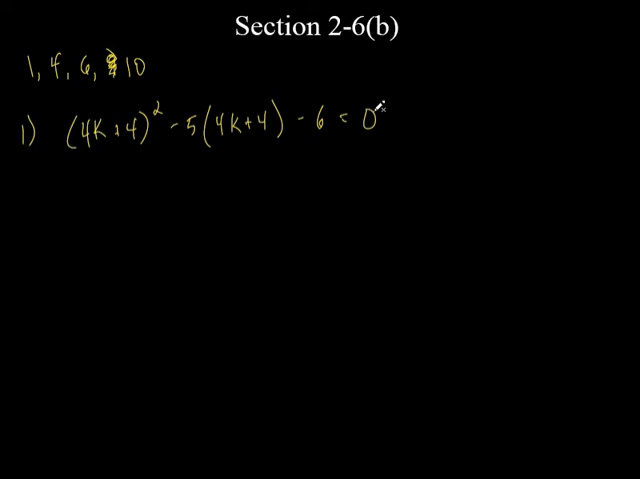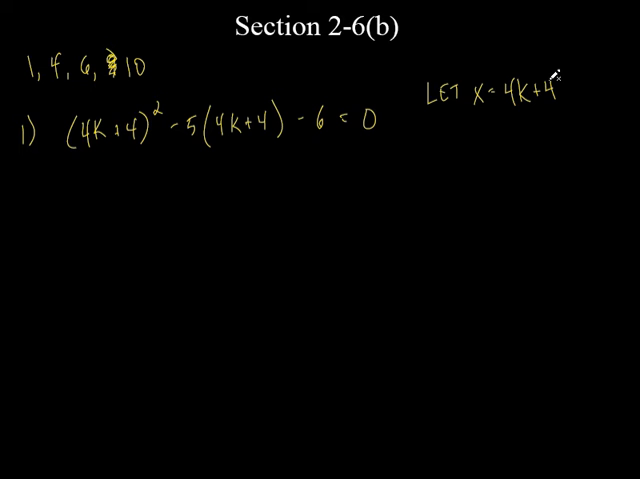All right, this substitution is actually a little easier than what we did yesterday, to tell you the truth. Now, we didn't do one exactly like this yesterday, but the substitution is pretty easy. Look, this looks like a quadratic, doesn't it? It looks like something squared minus 5 times that number minus 6. It kind of looks like x squared minus 5x minus 6, doesn't it? But instead of x, it's 4k plus 4. So we're going to let x equal 4k plus 4.